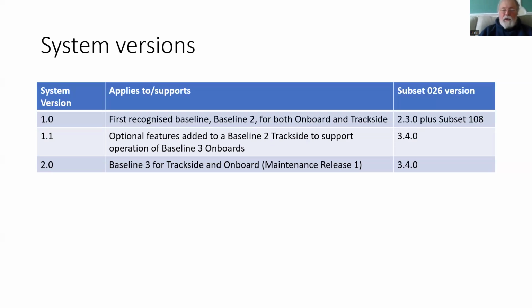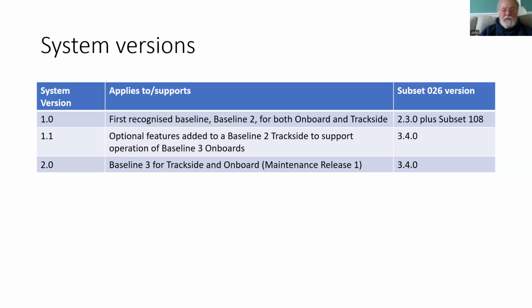Now here we begin to see where it can get a little bit confusing, because although the onboard would be upgraded to 3.4.0, tracksides often take a lot longer to upgrade, particularly because all of the onboards need to be at the new baseline before you can change the baseline of the trackside. So in order to provide functionality to support the baseline 3, which has improved performance, a number of optional features were added into the baseline 2 trackside definition. And these are defined in the baseline 3 documentation, so subset 26, 3.4.0, and specifically chapter 6.